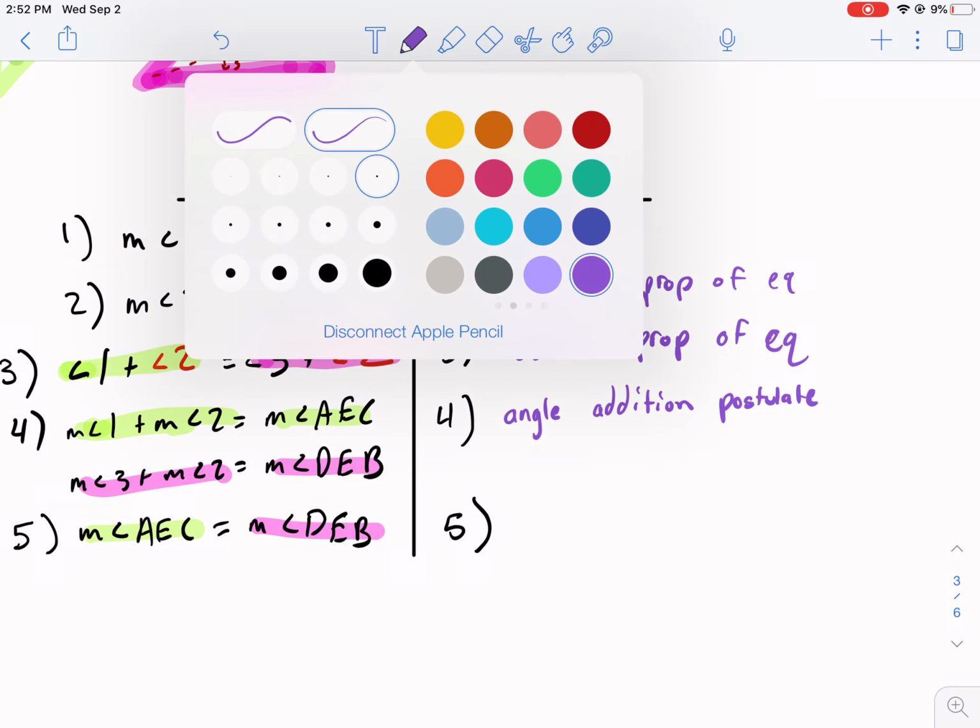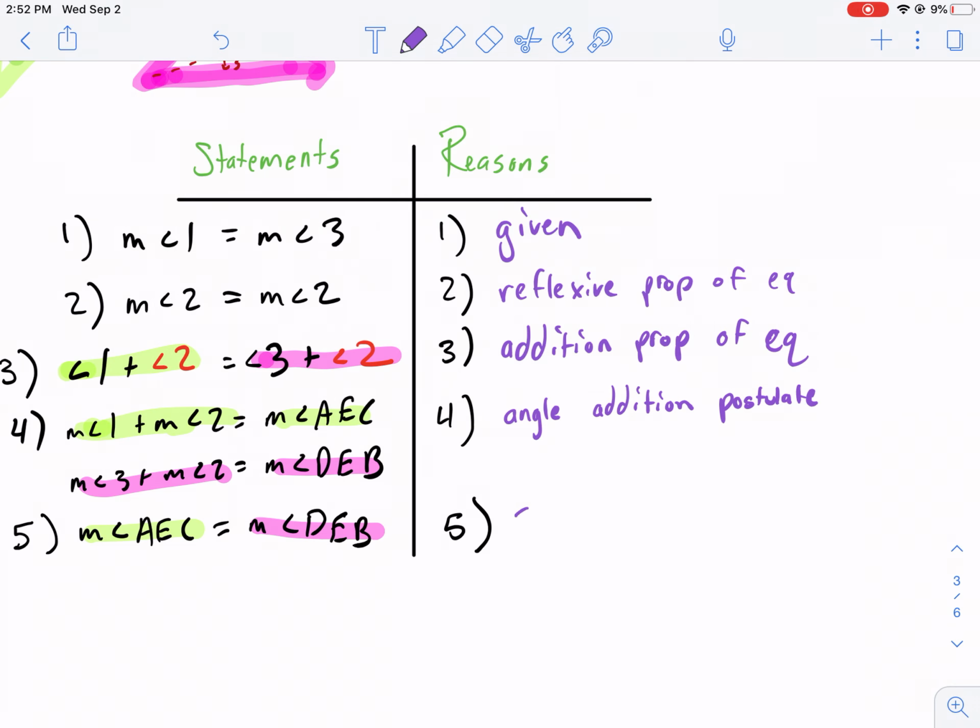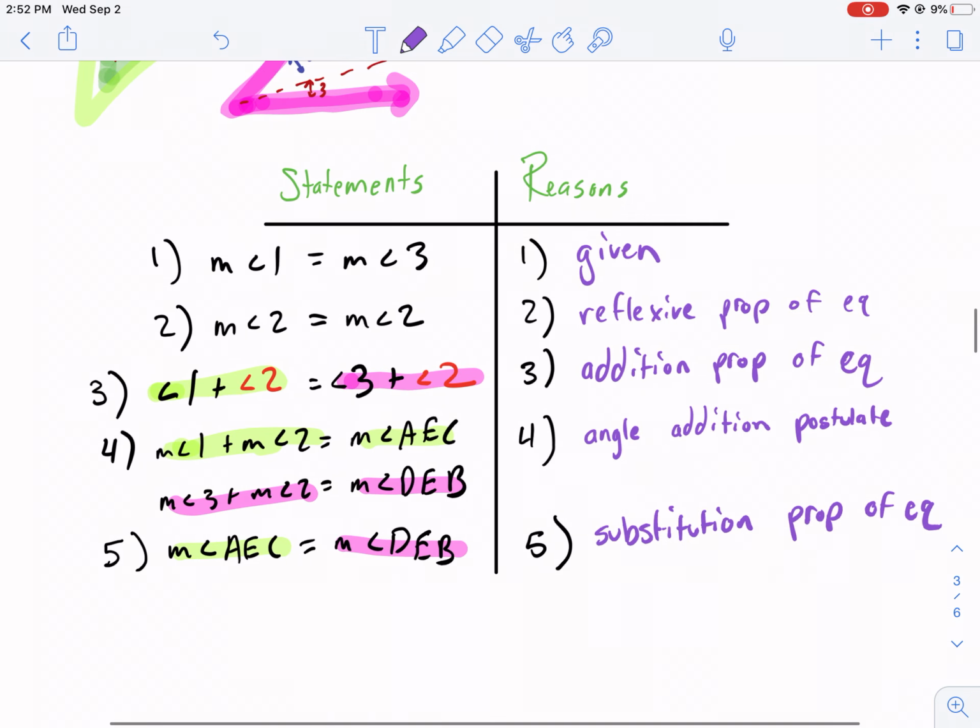In this last one, what did we do? Well, we substituted the values. Substitution property of equality. We substituted the values of this, and that's why we're able to do this. So we replaced this guy there, and we replaced this guy there. We substituted those values in, we got the substitution property, and we finished this problem off.